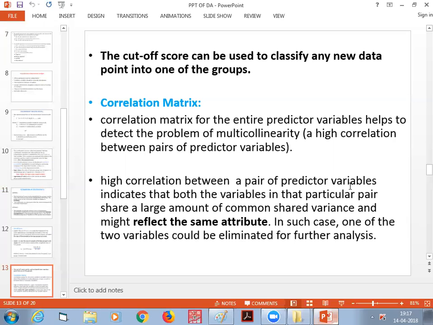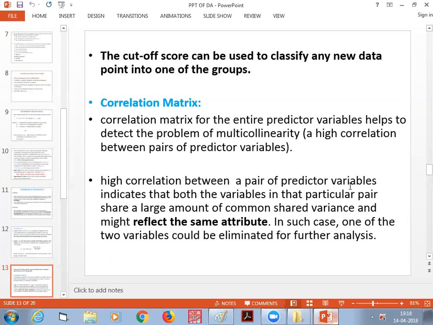The cutoff score can be used to classify any new data point into one of the groups. As I said, suppose the 41st customer comes. We get all the information about him, put his data into that model, then we get the Y value, that is the discriminant score. Now you use the cutoff score. If his value is more than the cutoff value, put him into the buyer group. If his value is lesser than that, you put him into the second group, non-buyer. So that is the purpose of using the discriminant model.